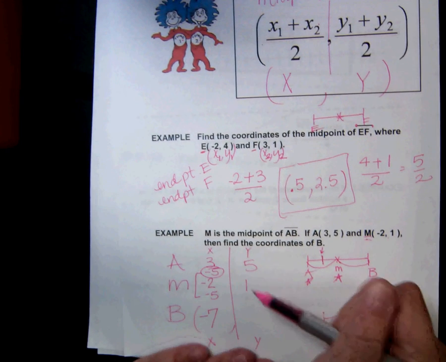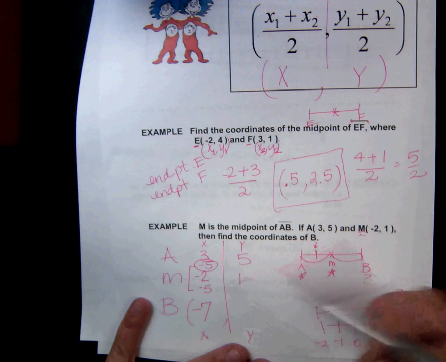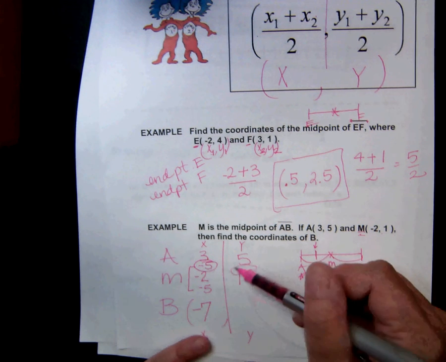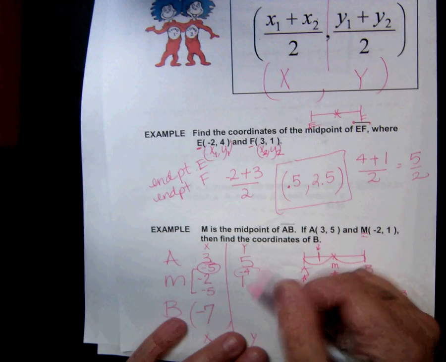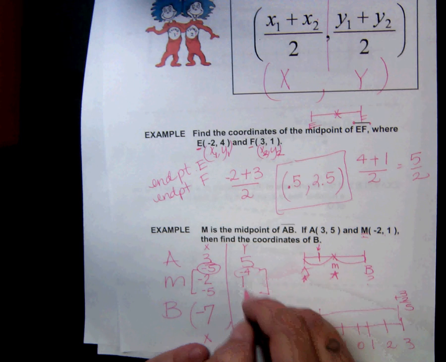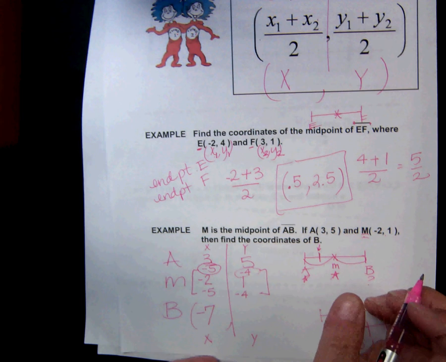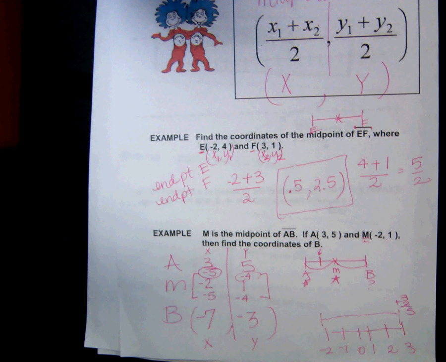Same thing. I can come over here and think. If I'm at 5, how am I getting to 1? What number could I put in there and add or subtract to get to 1? 5 minus 4 is 1. I have to do the same thing to the 1 in order to get our answer. So 1 minus 4 gives us a -3. Now I have the coordinates for B. B is going to be at -7, -3. Woo! We're almost done.